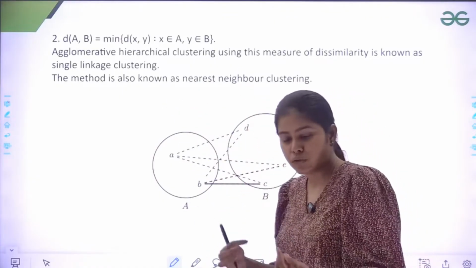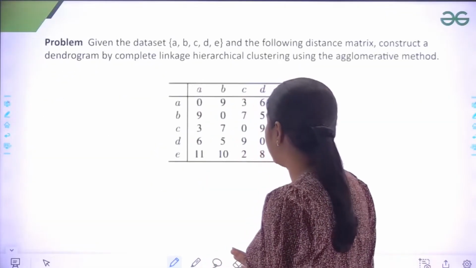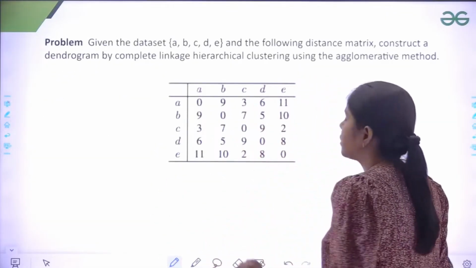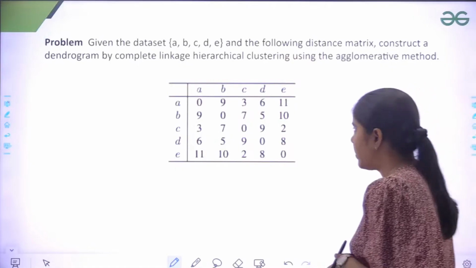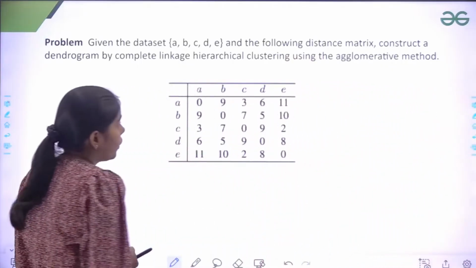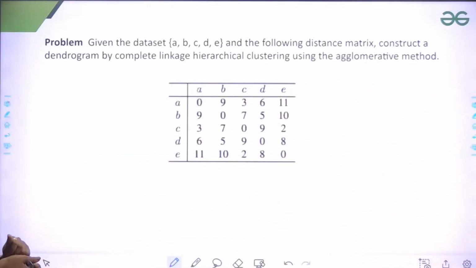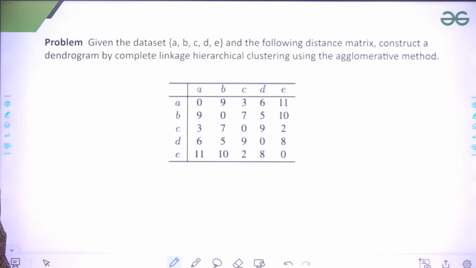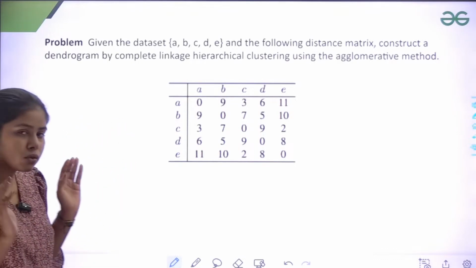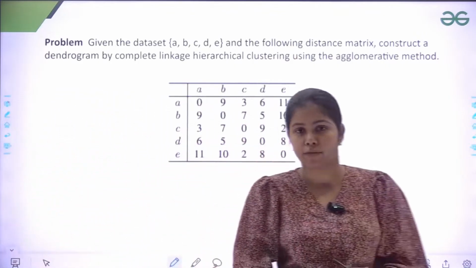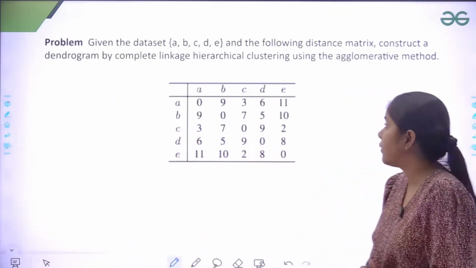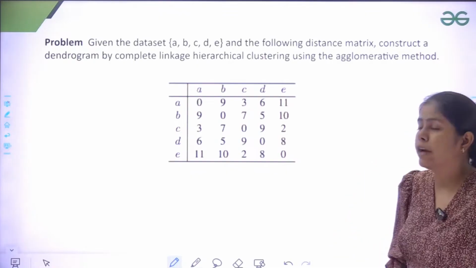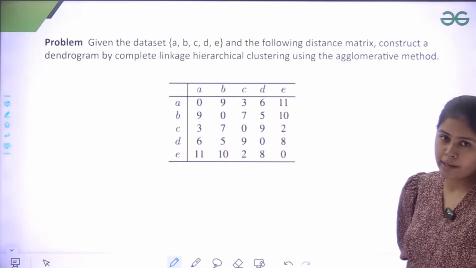You might get confused, but first let's solve the problem, then it will be easy for you. We are given the data set A, B, C, D, E and the following distance matrix. Construct a dendrogram by complete linkage hierarchical clustering using the agglomerative method.